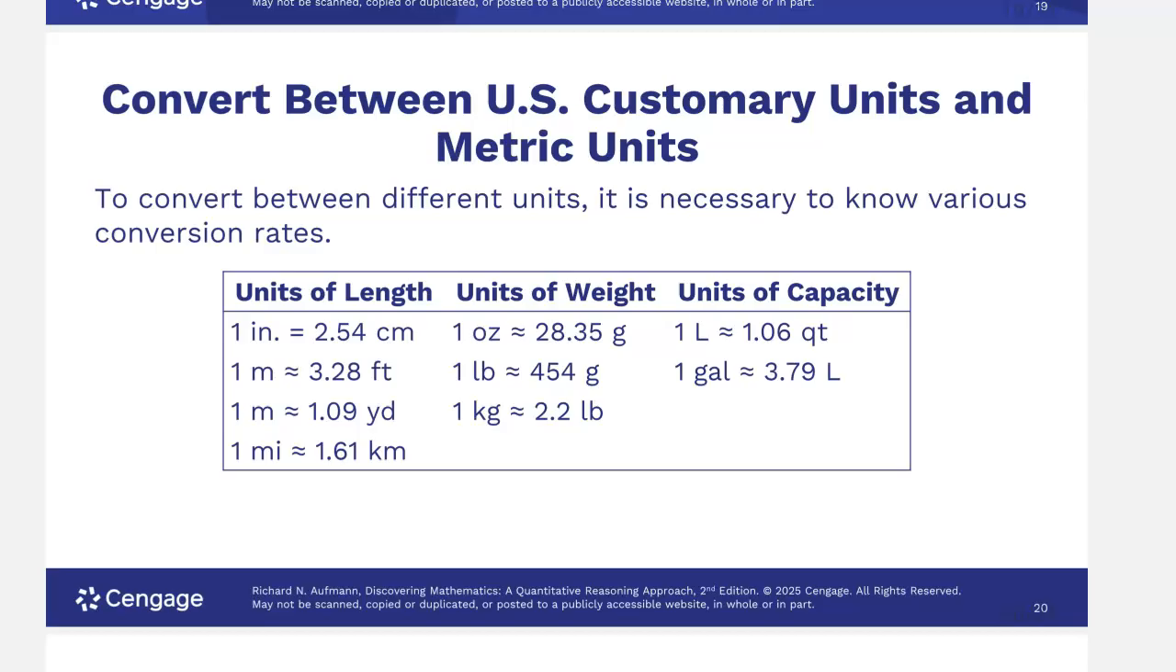When we talk about weight, so we're talking about going from our US weights to grams. 1 ounce is about 28.35 grams. 1 pound is approximately 454 grams. And 1 kilogram is about 2.2 pounds. When we talk about capacity, 1 liter is about 1.06 quarts, and 1 gallon is about 3.79 liters.